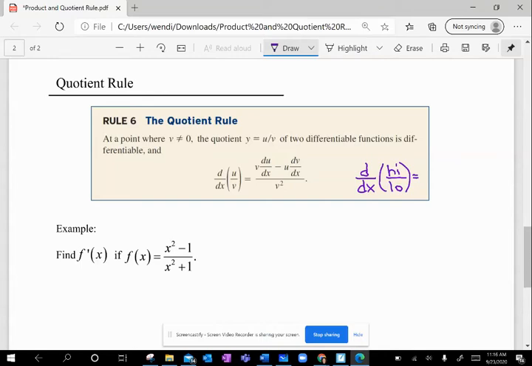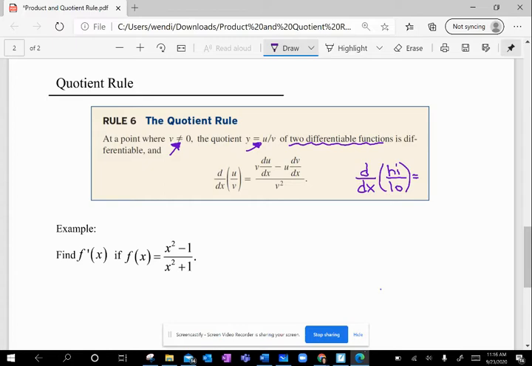Okay, so now let's look at the quotient rule. The quotient rule can be applied if you have two differentiable functions, u and v. Now, v cannot equal 0, which makes sense because if v was equal to 0, it would be undefined. So let's say you do have a quotient and you want to find the derivative. Now, this might look confusing, but don't worry, we got this.